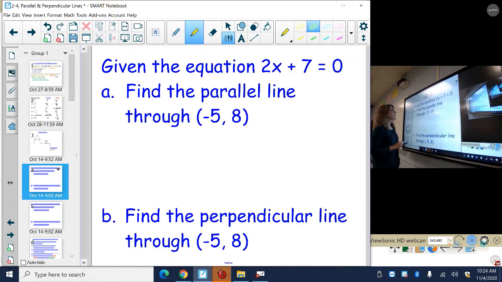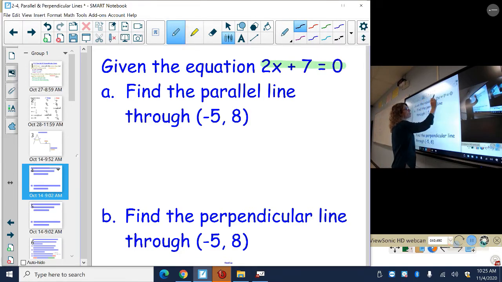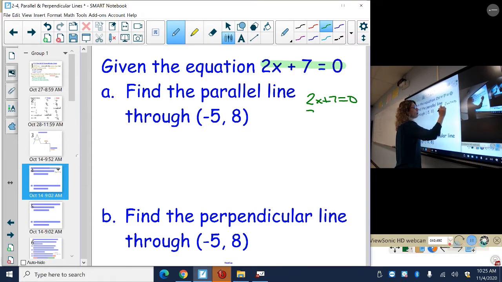So now, given the equation 2x plus 7 is equal to 0, find the parallel line through the point -5, 8. Parallel line through the point -5, 8. So the very first thing we're going to do is take this equation and solve it for x. So 2x plus 7 is equal to 0, so 2x is equal to -7, so x is equal to -7/2.